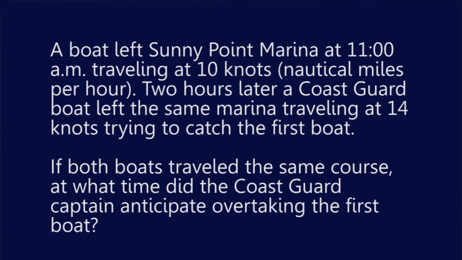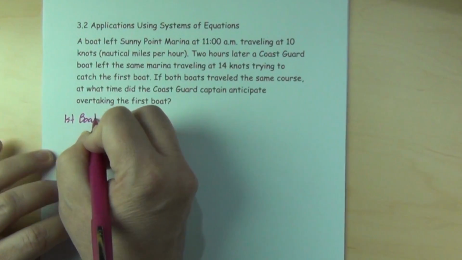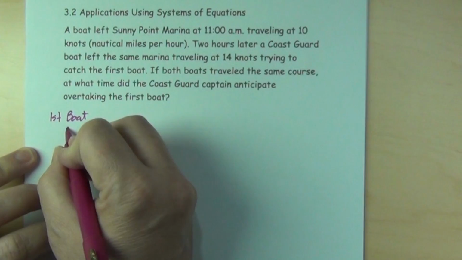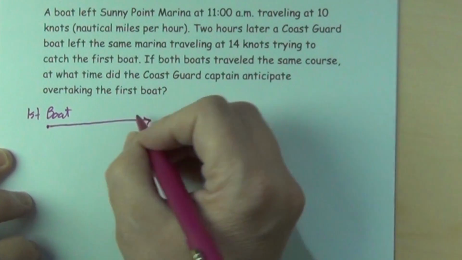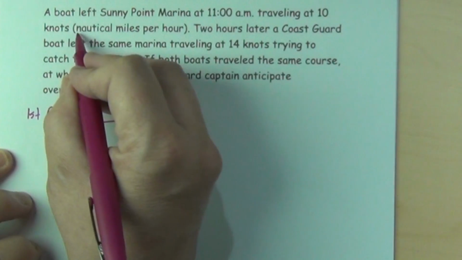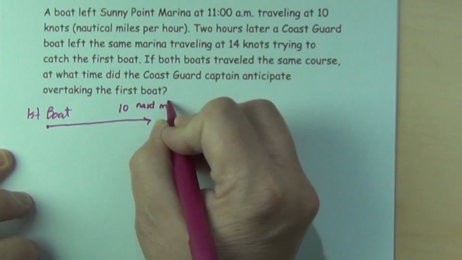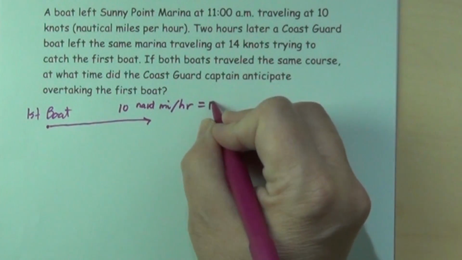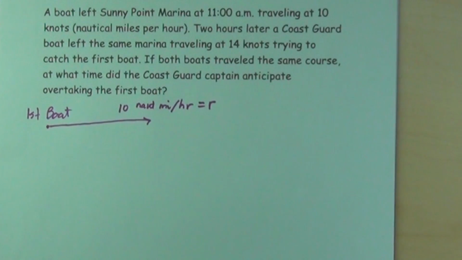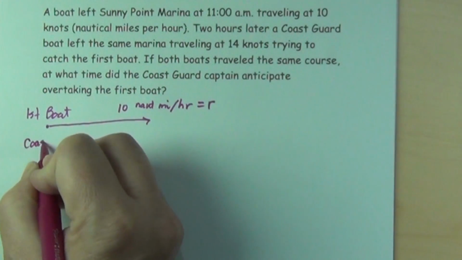All right, so we have the first boat, and it's leaving Sunny Point Marina, we'll say that's here, and it's traveling at 10 knots, which means nautical miles per hour. Notice that that's going to be the rate of the first boat. Then we have the second boat, which is actually the Coast Guard.